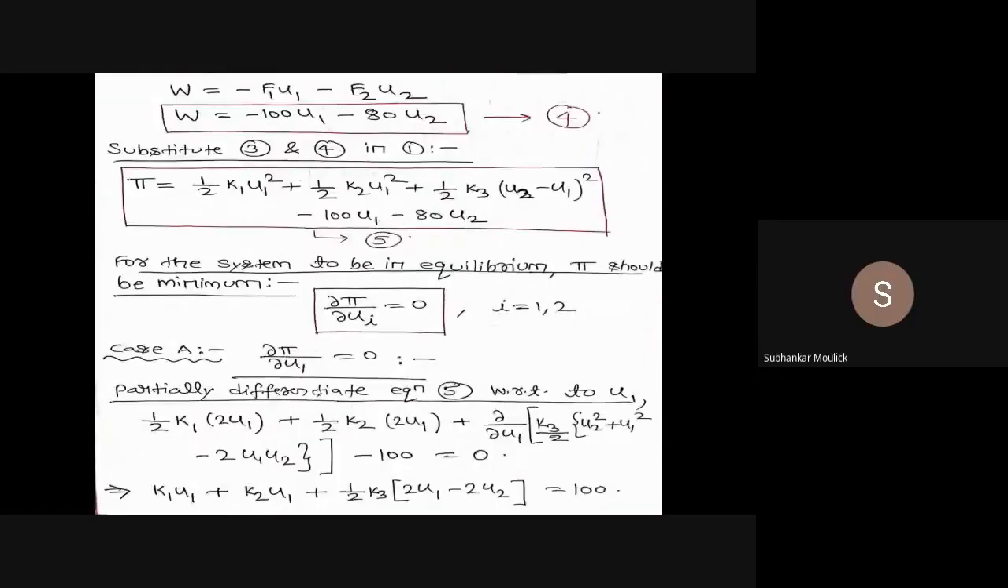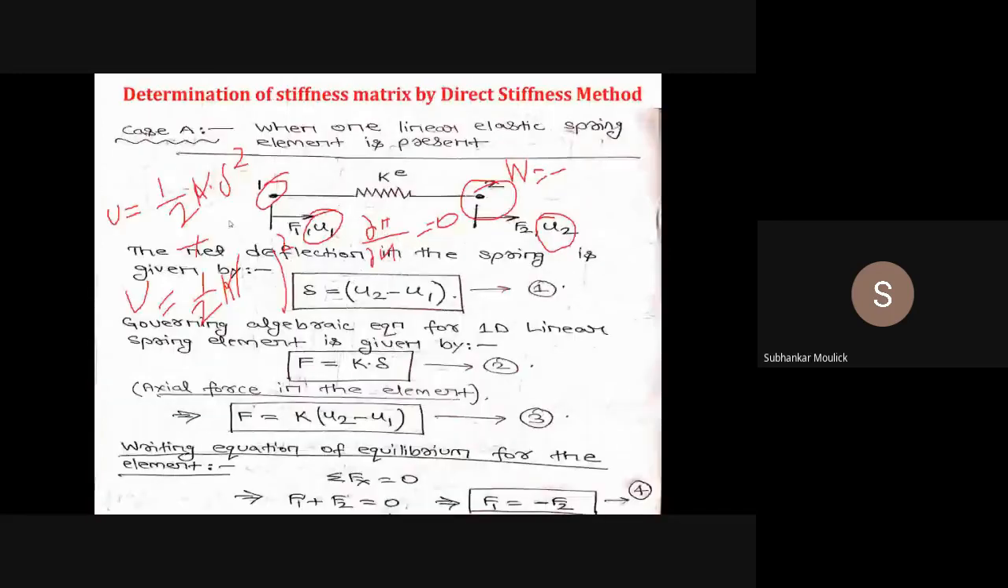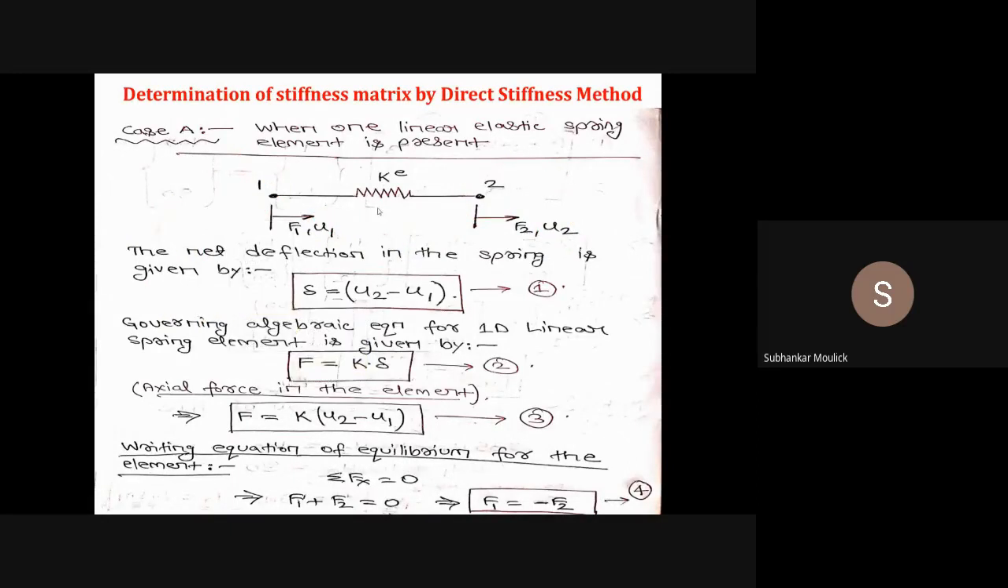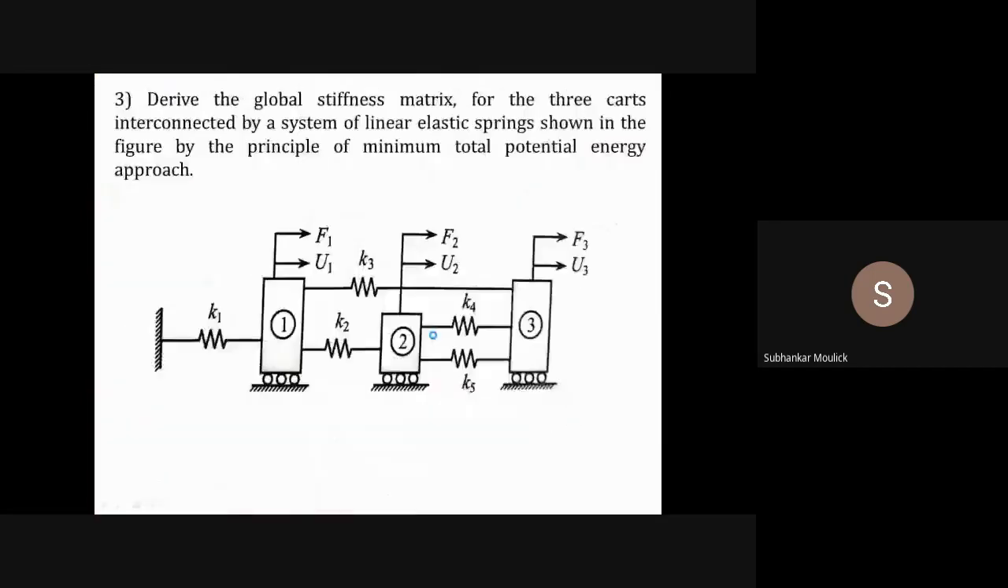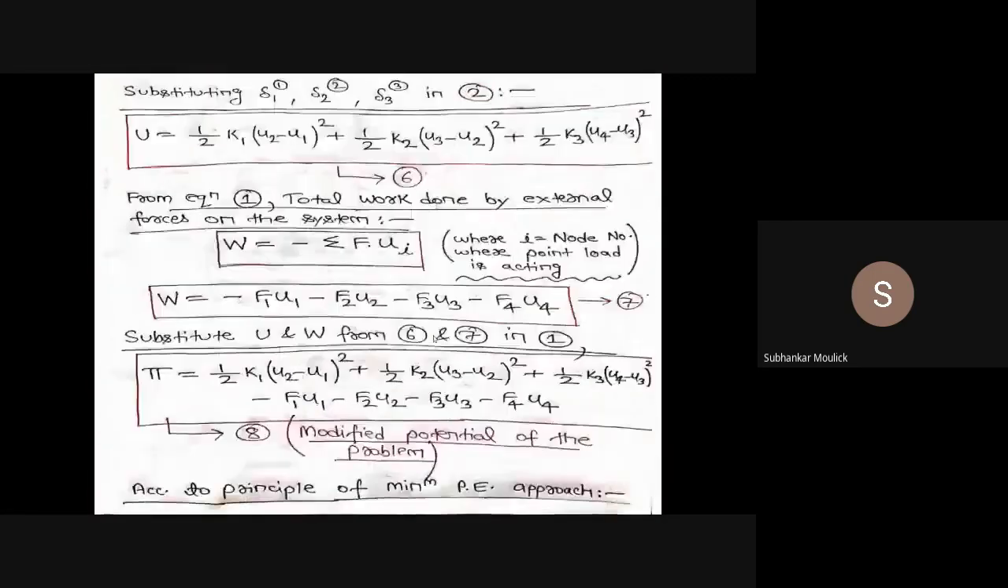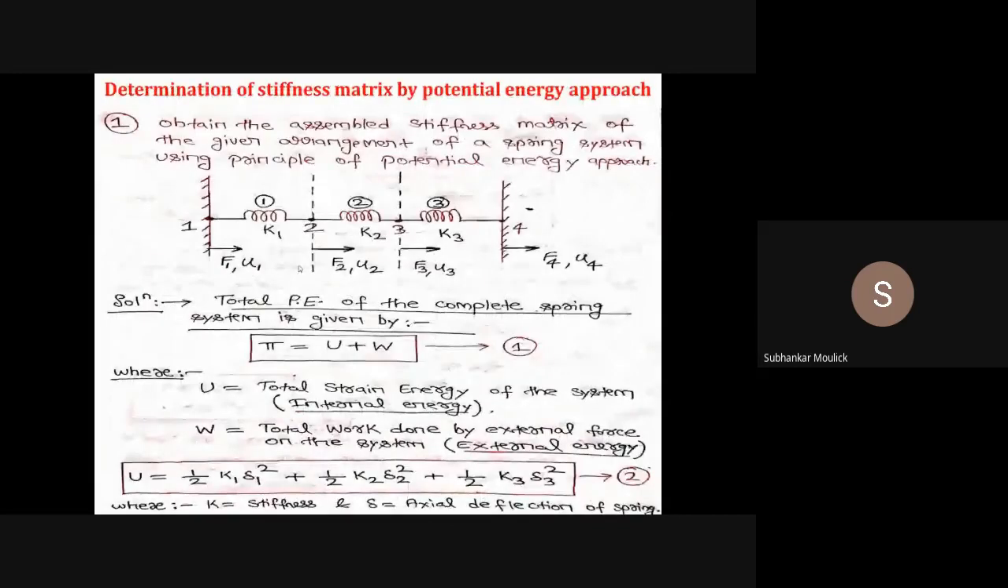Okay. So this is a very simple problem because here I have taken only one element comprising two nodes. I can solve this particular problem by the direct stiffness method also. Yes or no? Then if I solve this problem by the direct stiffness method, can you tell me the size of the global stiffness matrix? What will be the order of the global stiffness matrix?